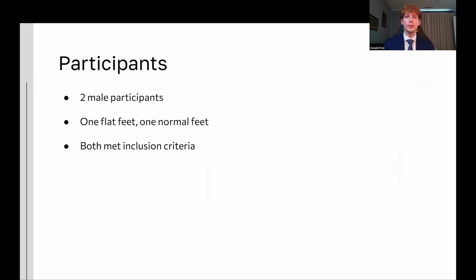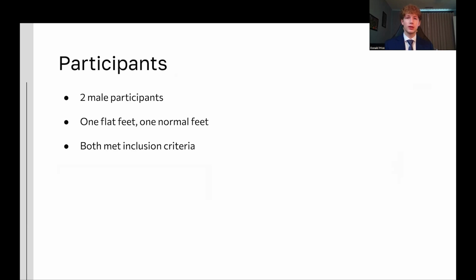The study involved two male participants, one with clinically diagnosed bilateral flat feet for over 5 years and one with normal feet. Because this was a pilot study, the small sample size allowed me to test whether my pressure sensing system could detect clear differences between foot types.